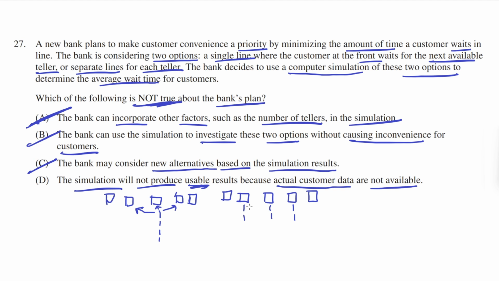The only thing that's changing is the parameters, whether it's a single line with multiple available tellers or one line, one teller. So no, the data would not be unusable. There would still be value to the data based on the simulation, because the simulation is not very far from what is reality. So you don't need actual customers to be able to produce data that can give you some idea of which model might perform better. So D is not true. So that's what we're looking for, not true. So D is the correct answer.